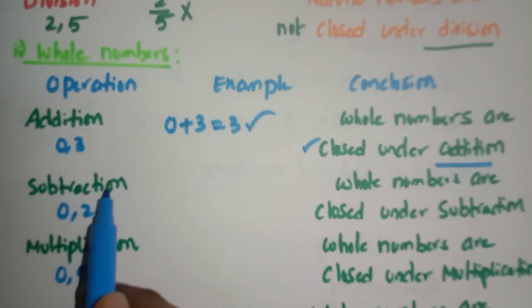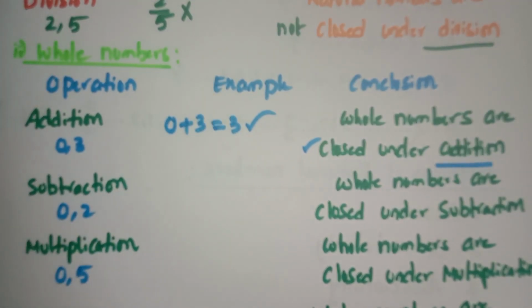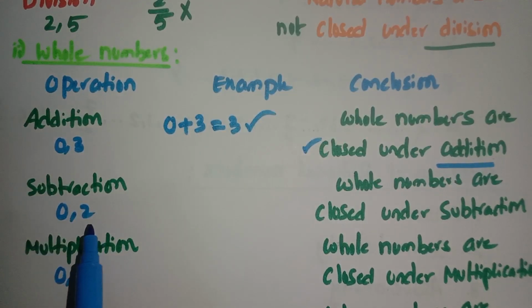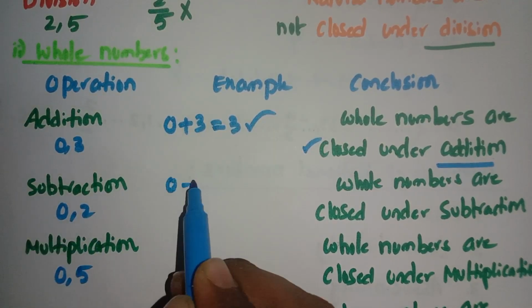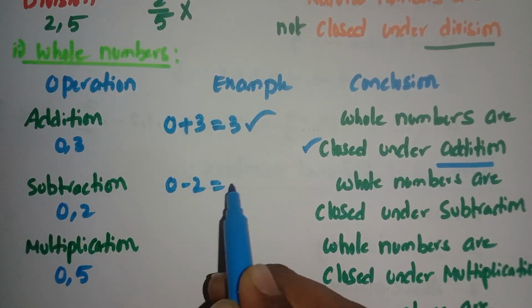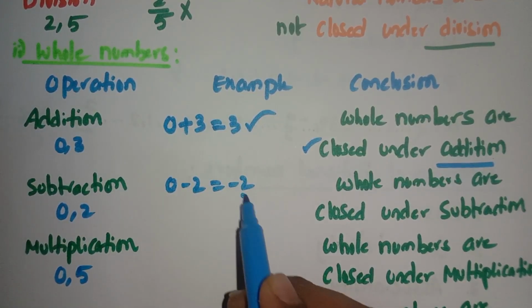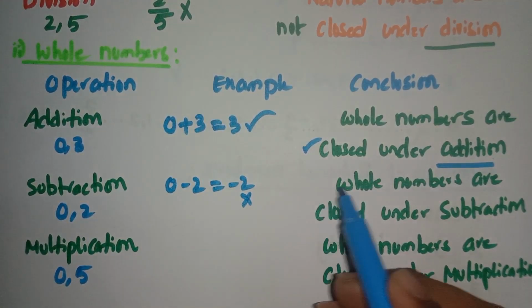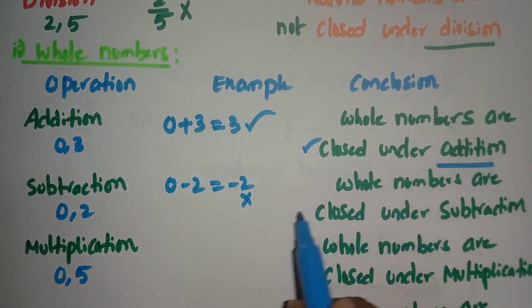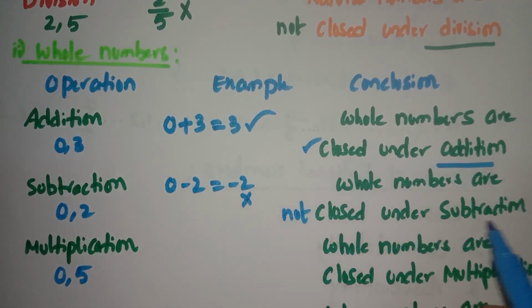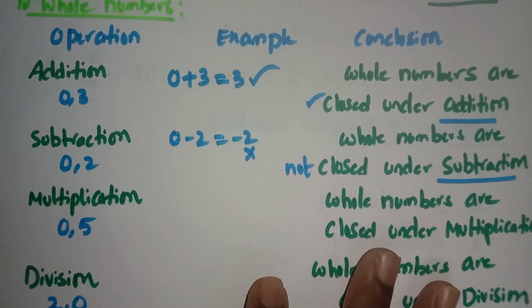Next one, subtraction. Let us choose 0, 2. If you perform subtraction, that is 0 minus 2, which is minus 2, but that is not a whole number. Thus, we can conclude whole numbers are not closed under subtraction.